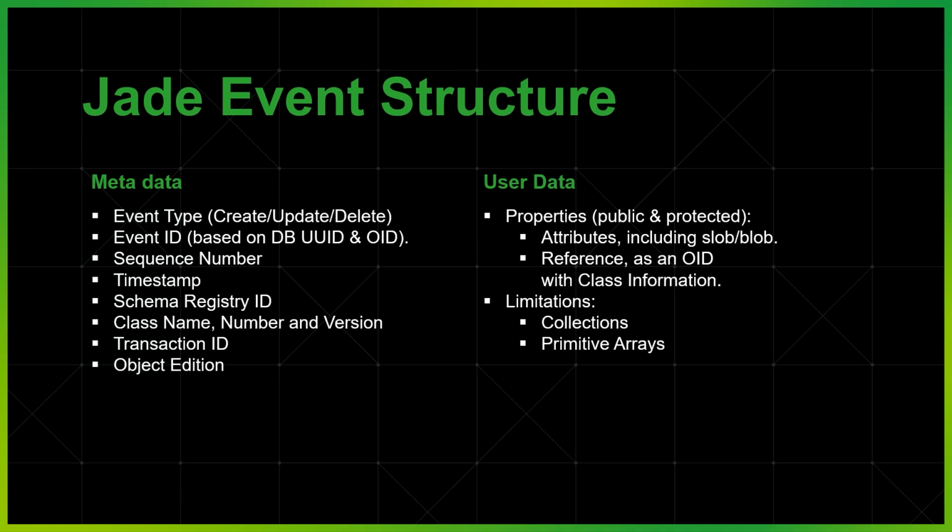The user data contained in an event can be properties, including public and protected, such as attributes, including slobs and blobs, and references, which are sent as an OID with information about the referenced class. There are some limitations. For example, Jade event streaming does not currently support creating events for collections and primitive arrays.